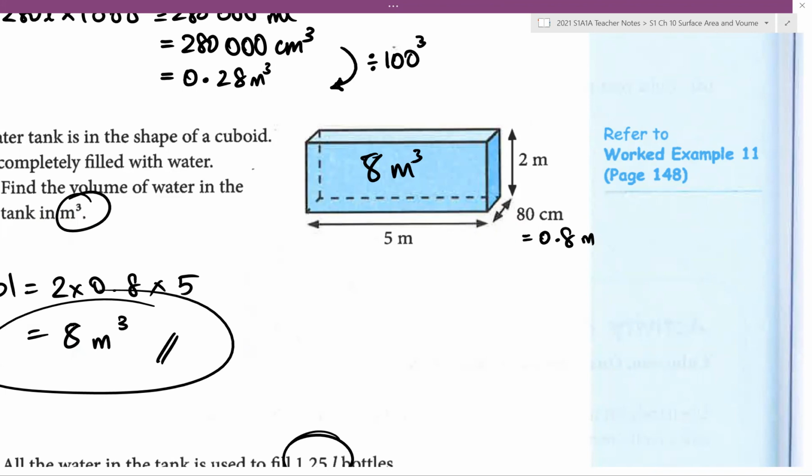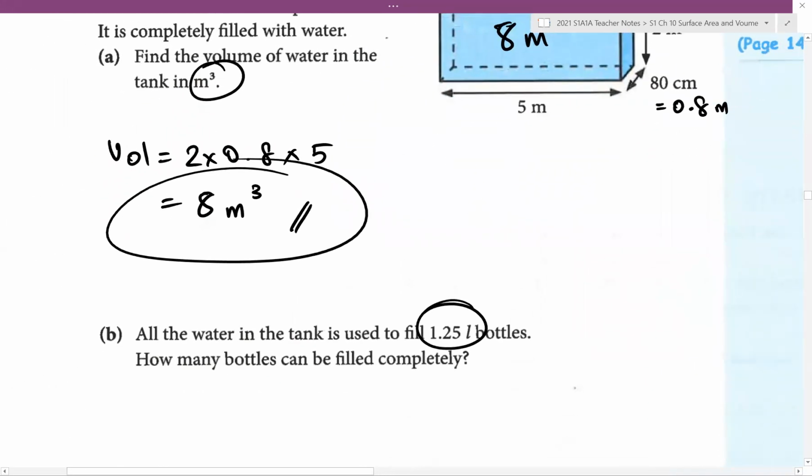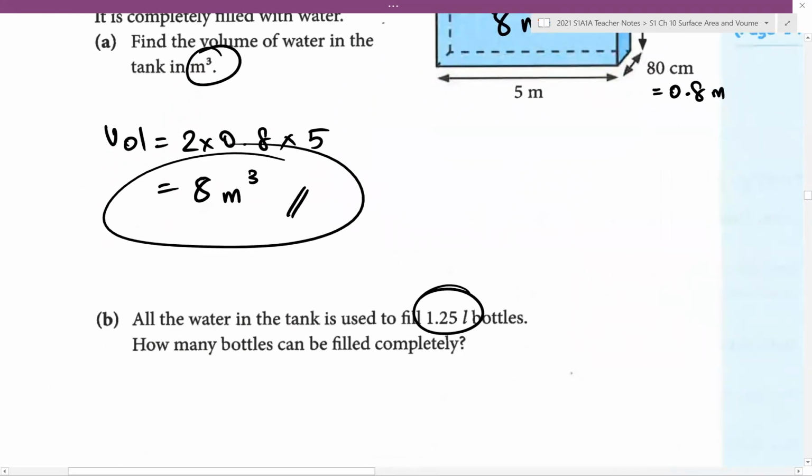But it's still a lot of water, isn't it? So this 8 cubic meters is a huge amount of water to drink. But for a swimming pool, not big enough. Okay. So we're going to pour all these 8 cubic meters into 1.25 liter bottles. 1.25 liters. Do you know how much is 1.25 liters? The big Coca-Cola is 1.5 liters.